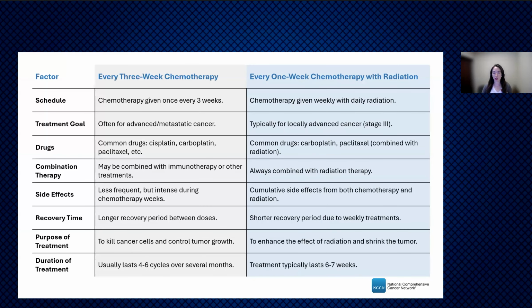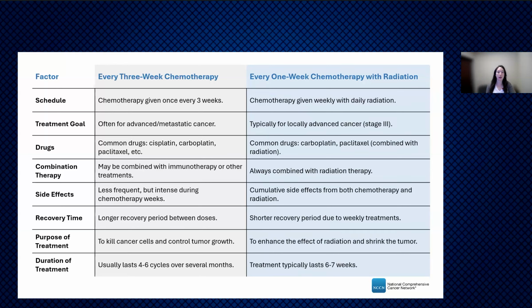So this is a chart I'm hoping will be helpful, kind of delineate the differences between the 3-week dosing and the every 1-week chemotherapy we give with radiation. I will say here that in treatment goals, a lot of the 3-week chemotherapies, we're actually using more and more in the early stage cancer setting.